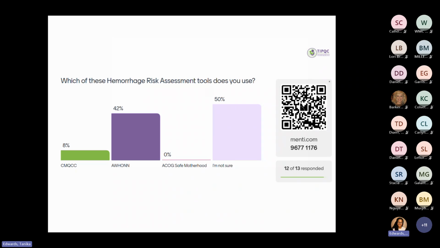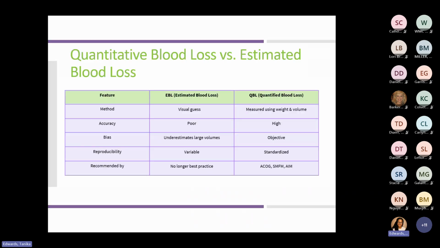Right, so we have 50% that aren't sure, and then we have 42% that are using the A1. So those that aren't sure, that's a little homework assignment. Go back and see what yours was based off of. And then we'll switch over to Dr. Tate. Thank you.